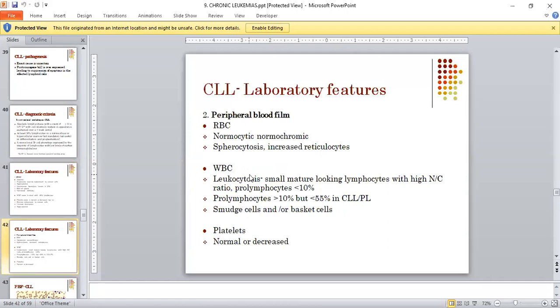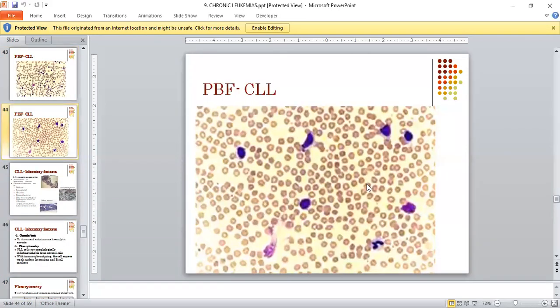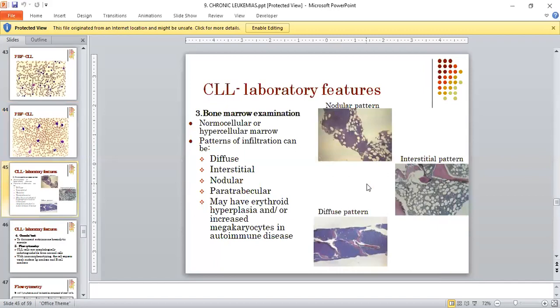For the peripheral blood film, the leukocytes will be many, and they will be small, mature-looking lymphocytes with high NC ratio. And then you'll also have prolymphocytes and cells that are called smudge cells or basket cells. Platelets, as we've said, they look normal, or they can be reduced. Just the expected findings.